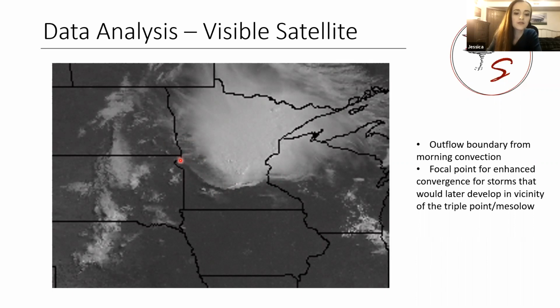And actually over here is where storms really started to blow up later on. Basically, in the vicinity, it made a focal point for enhanced convergence for storms that would later develop near that triple point and mesolow that developed that afternoon.